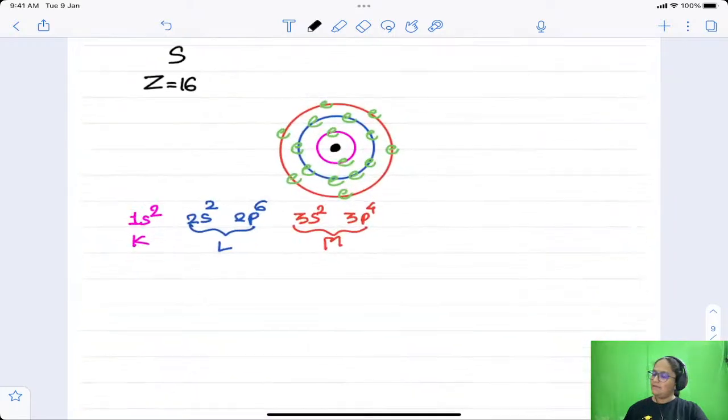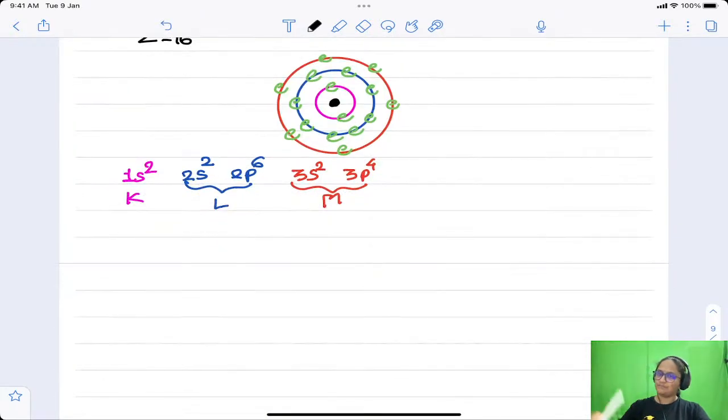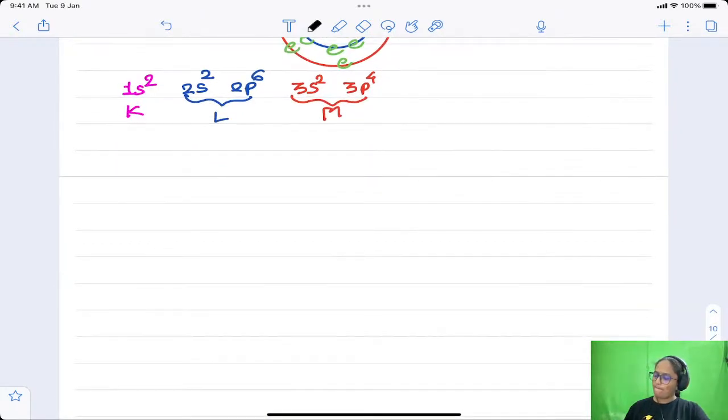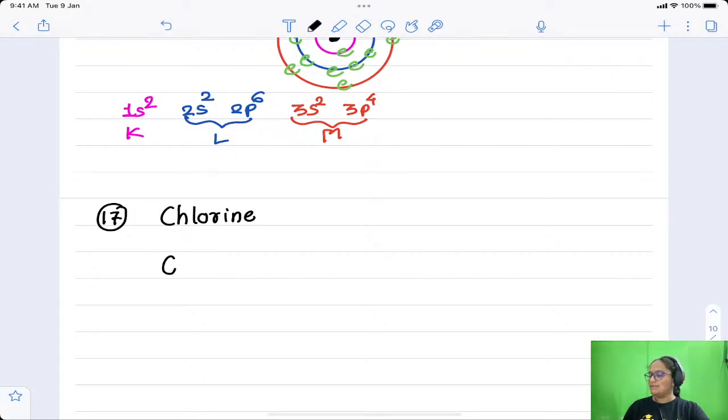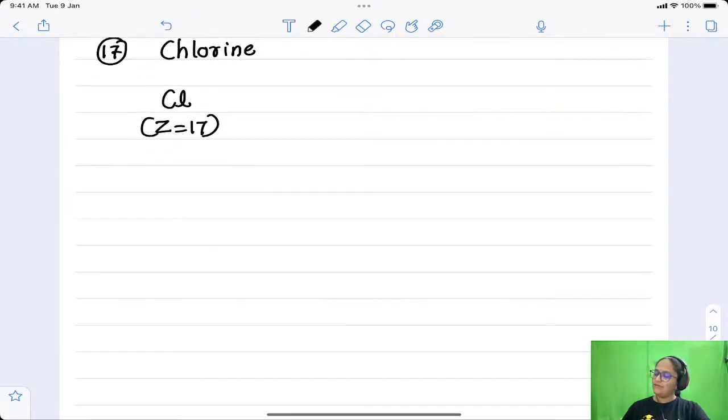Okay, then let us see the next elements. The 17th element I'll write down, and that is chlorine. Symbol for chlorine is Cl. Atomic number is 17. Let us see how 17 electrons are filled in it. So this is the nucleus of the chlorine atom.